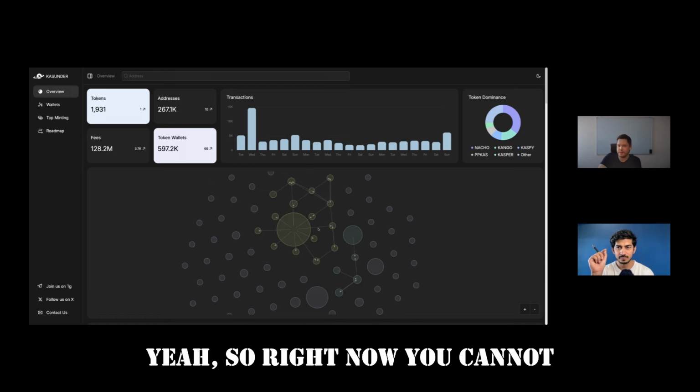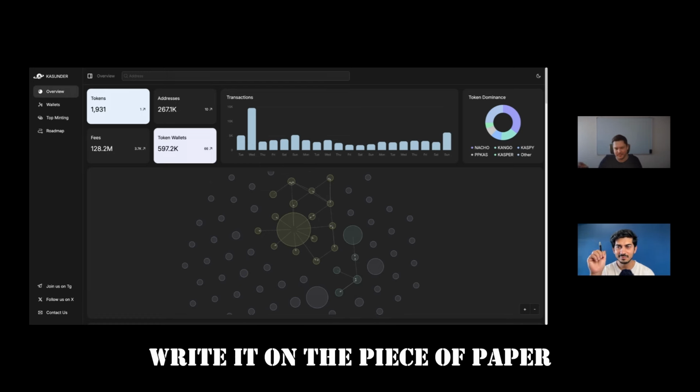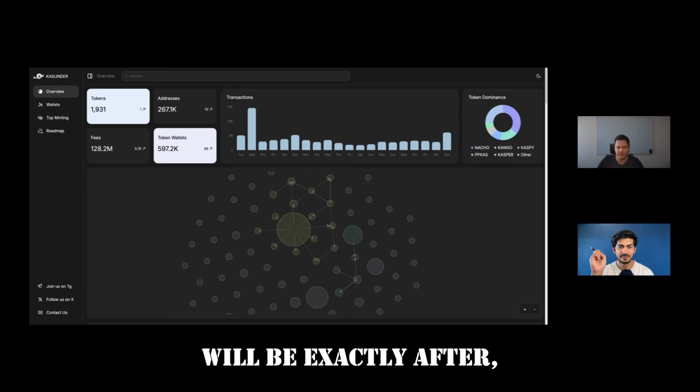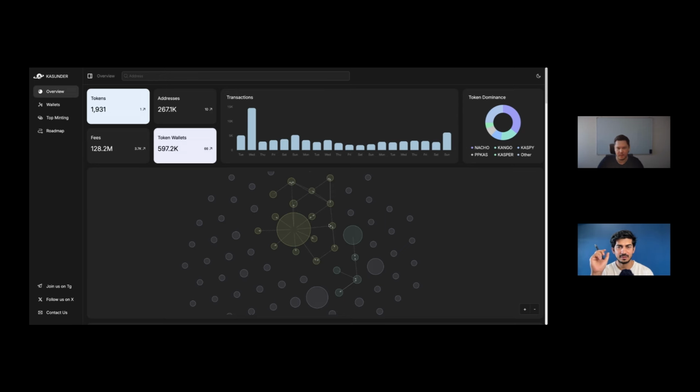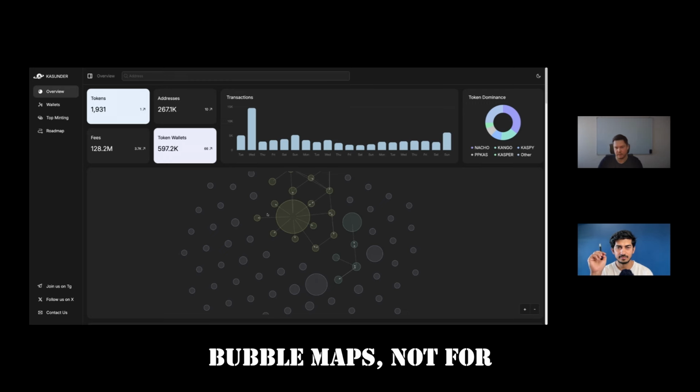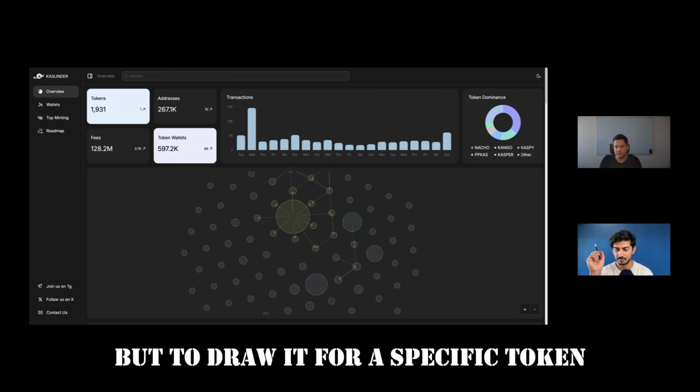Yeah, so right now you cannot. Right now you can just write it on a piece of paper and that's it. But that will be our further development. That's in our roadmap. It will come right after we add an option that lets you draw a bubble map not for the entire ecosystem, but for a specific token.